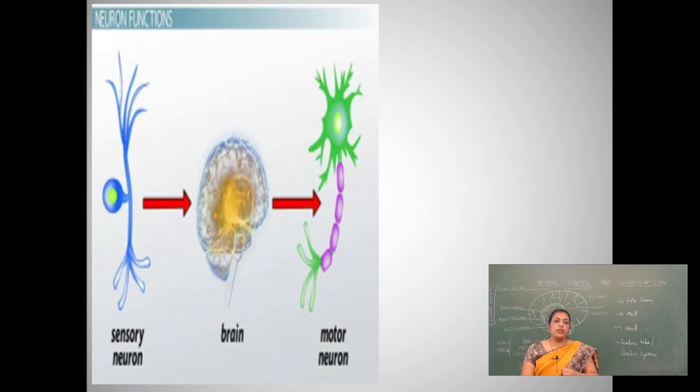Neuron functions. See here, a sensory neuron or afferent neuron carries messages towards the brain. From the brain, a motor neuron or efferent neuron carries messages to effector organs. So that is the difference between sensory neuron and motor neuron. A sensory neuron carries messages towards the brain, whereas a motor neuron carries messages or impulses away from the brain.